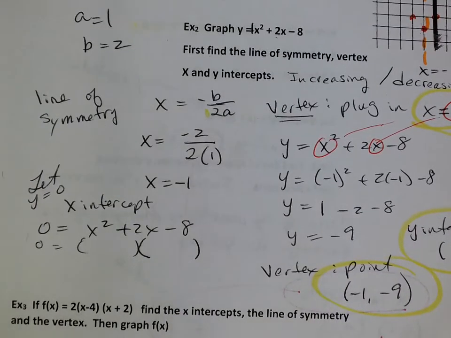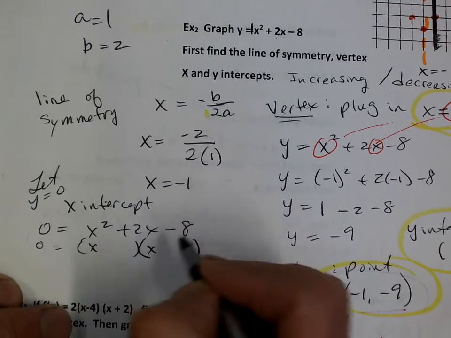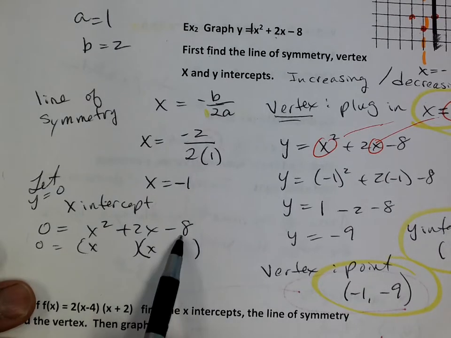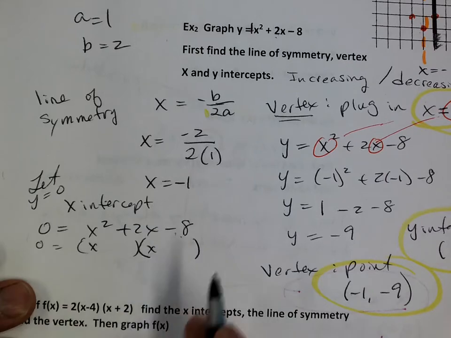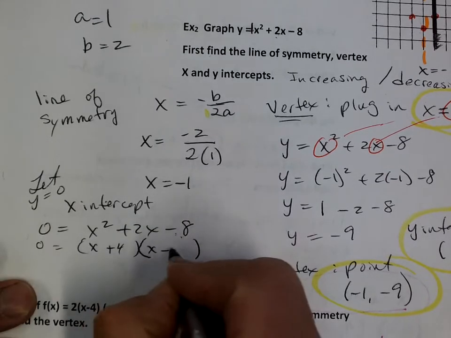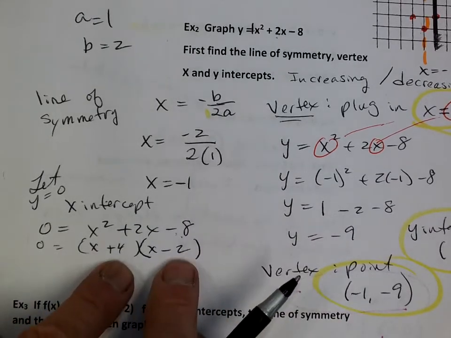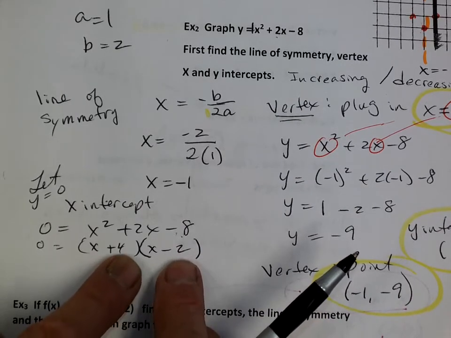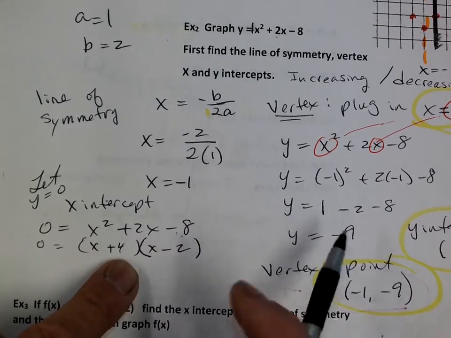Remember how to factor? Maybe. I taught you how. X and x, right? And I'm going to go a positive 4, negative 2, right? Positive 4, negative 2, because 4 times negative 2 does make a negative 8. But when I combine those two, I get a positive 2, right?